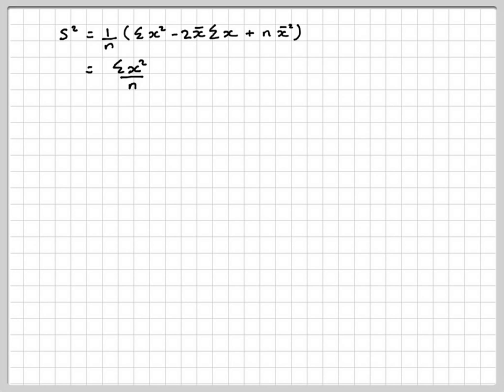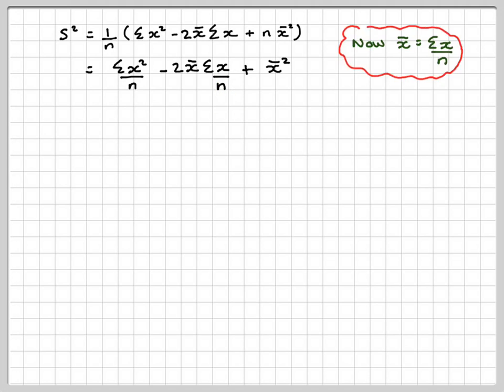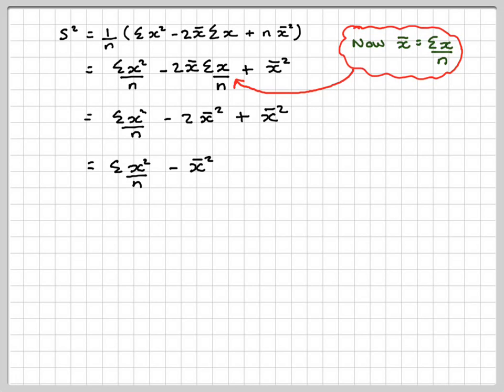If we now take that n in, we get sigma x squared over n minus 2x bar sigma x over n plus x bar squared, because the n's will cancel. We know that sigma x over n is equal to the mean, so we'll replace that with x bar. So we get sigma x squared over n minus 2 times the mean squared, x bar times x bar, plus the mean squared, which is sigma x squared over n minus x bar squared.